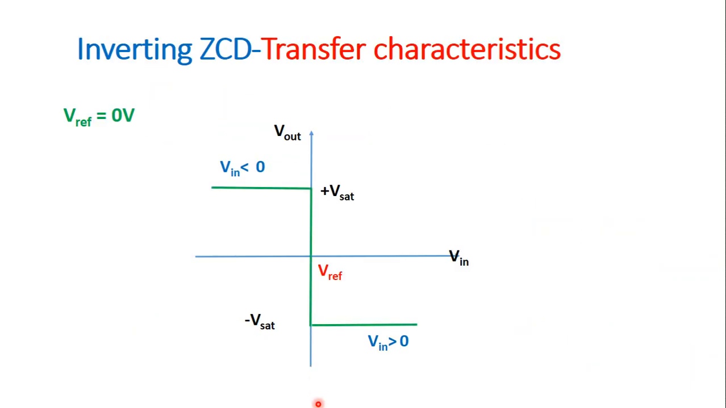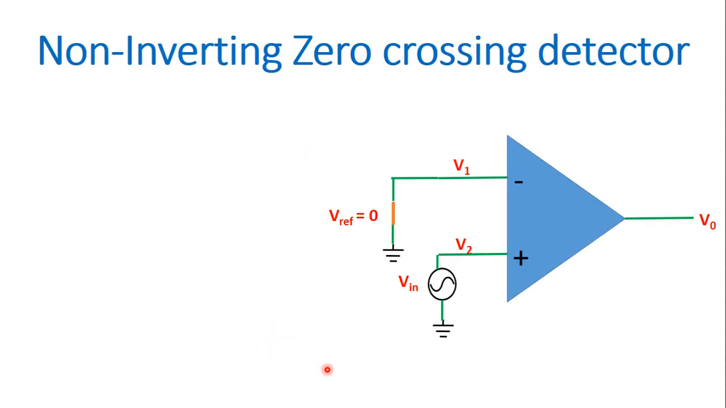Next is transfer characteristics for inverting zero crossing detector when V reference is equal to 0 volt. This is V reference 0 voltage point. So we have conditions when V in smaller than 0, we have plus V saturation output voltage, and when V in greater than 0, we have output voltage minus V saturation. So these are the transfer characteristics.